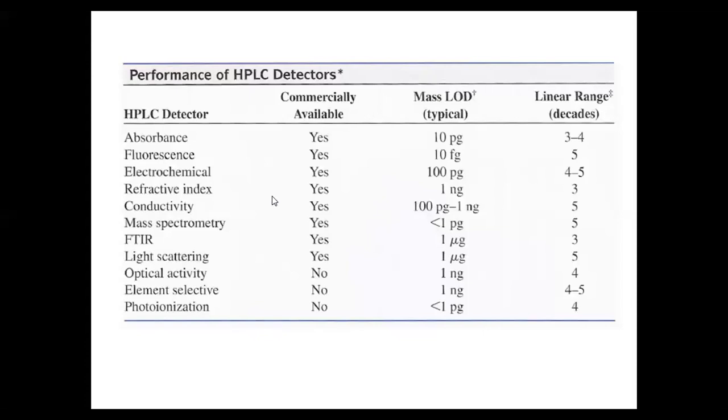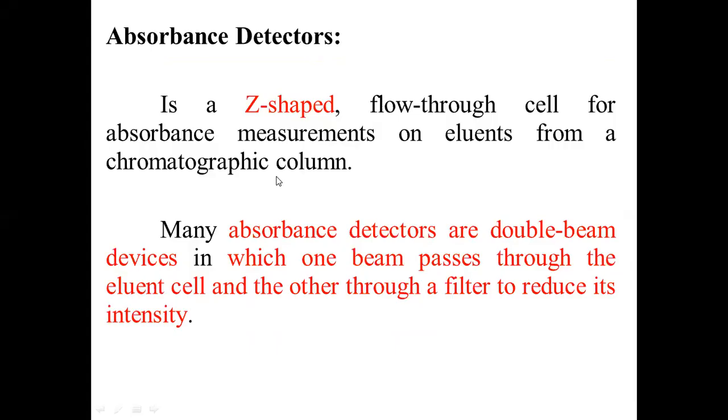Let us concentrate on a few detectors which are commonly used in HPLC. Let us take absorption detectors. So what are absorption detectors? These are Z-shaped flow-through cells for absorption measurements for eluents from the chromatographic column. Whatever eluent comes from the chromatographic column will be made to pass through the Z-shaped flow cell.